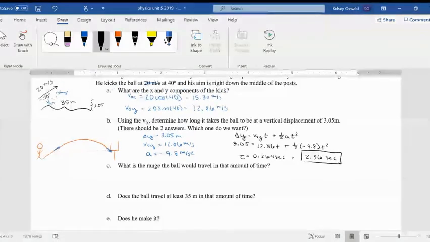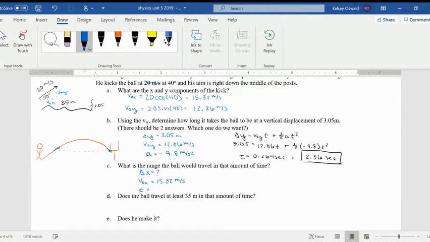Okay. Then for C, we want to find the range of the ball in this time. So here we're looking horizontally. Okay, and we know our initial x velocity was our 15.32. And now we also know that it takes the ball 2.3 seconds to reach those goals. So do delta x equal to initial velocity times time. So do our 15.32 times time of 2.36. Here we'll find that the ball has a horizontal displacement of 36.16.